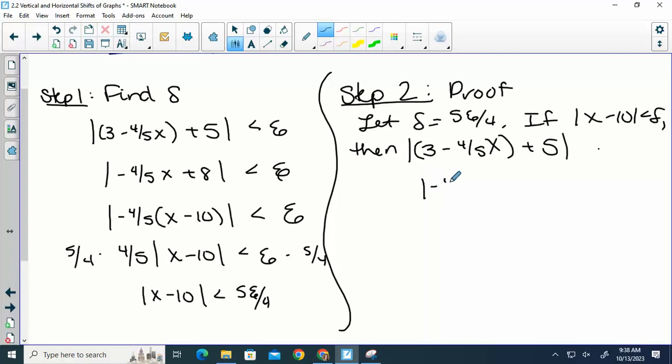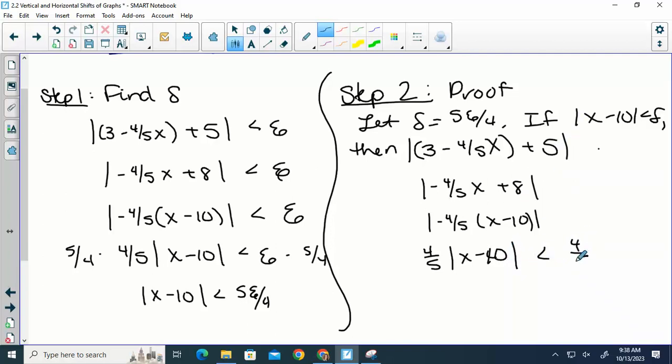So if I combine like terms, we're just repeating what we did before. And we know we could take out that negative 4/5. But the absolute value of a negative is a positive. But we know x minus 10 is less than delta, so this is less than 4/5 delta. So I got my less than. And then we know that delta is, and that gives me my epsilon.